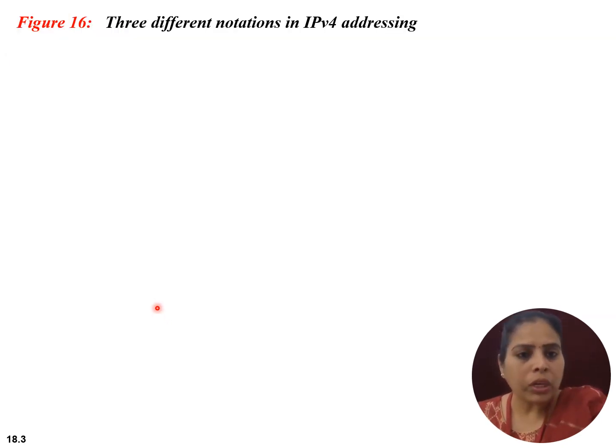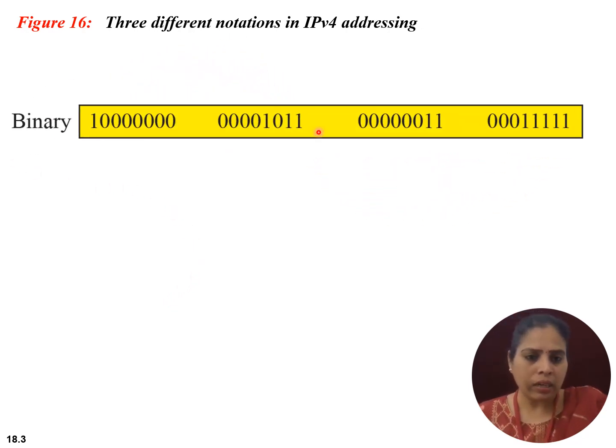Coming to three different notations that we can use for IPv4 addressing. First, you have the binary representation. You have four binary groups of 8 bits each. This is the internal representation of the IP address. Since 32 bits are occupied, we can see the first byte of 8 bits, second 8 bits, third 8 bits, and fourth 8 bits, totally leading to 32 bits occupied for the IPv4 address.